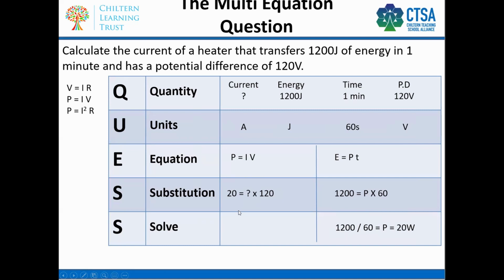And we substitute into our equation. And now we need to change the subject again in our solve section to get the question mark as the subject of the formula. So we rearrange the equation, and we end up with 20 divided by 120 is equal to 0.17 amps, which we can underline to make nice and clear as our answer.